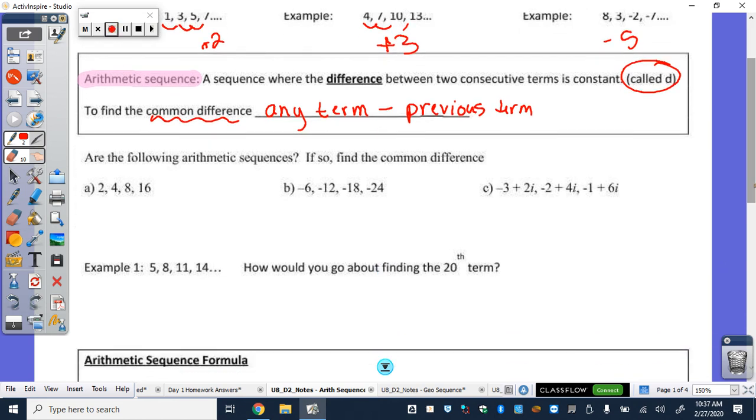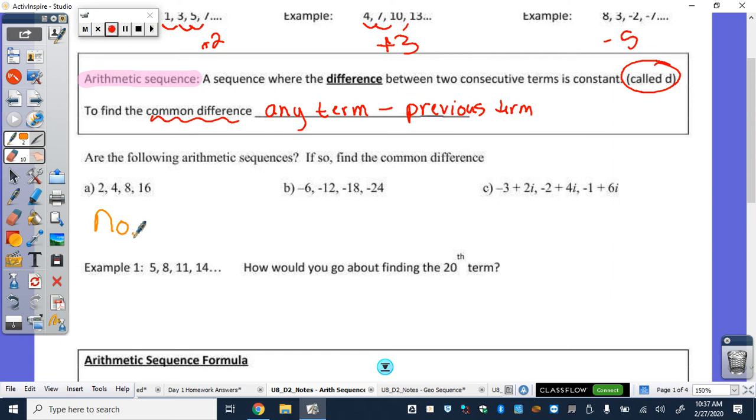So let's first look at these examples. We're going to figure out, is it arithmetic? If it is, then we're going to figure out what the common difference is. So 2, 4, 8, 16. Are we adding the same number each time to move through there? No. So that one is not an arithmetic sequence.